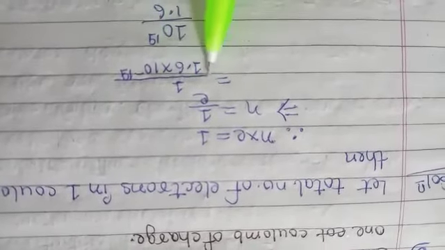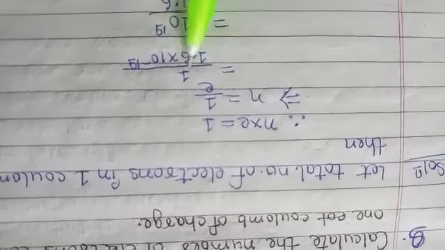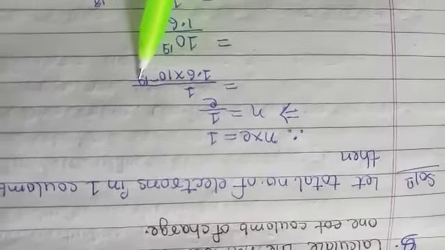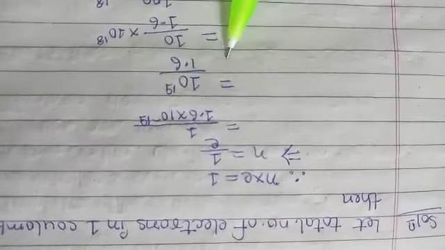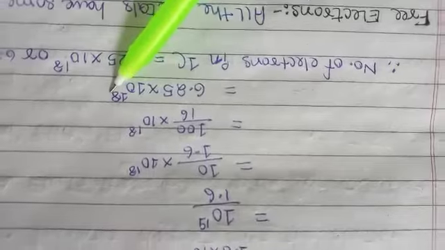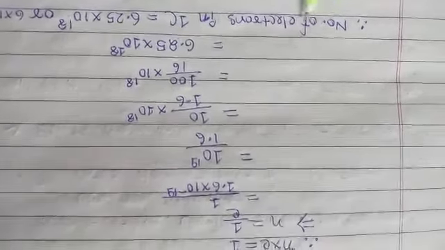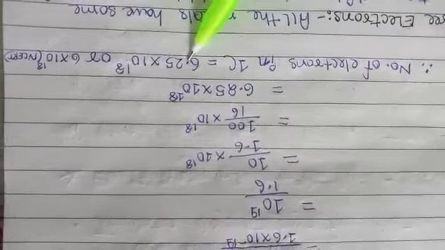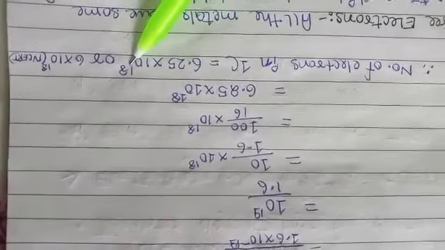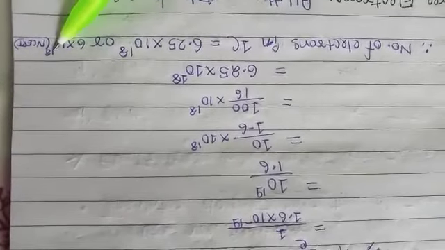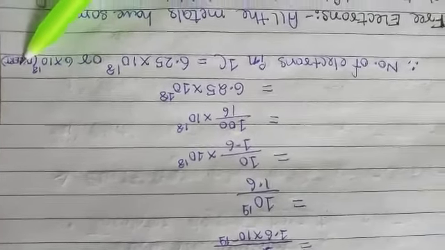Now putting the value of e, we get 1 by 1.6 into 10 to the power minus 19. After solving we get 6.25 into 10 to the power 18. Means the number of electrons in 1 coulomb is equal to 6.25 into 10 to the power 18, or simply 6 into 10 to the power 18 electrons.